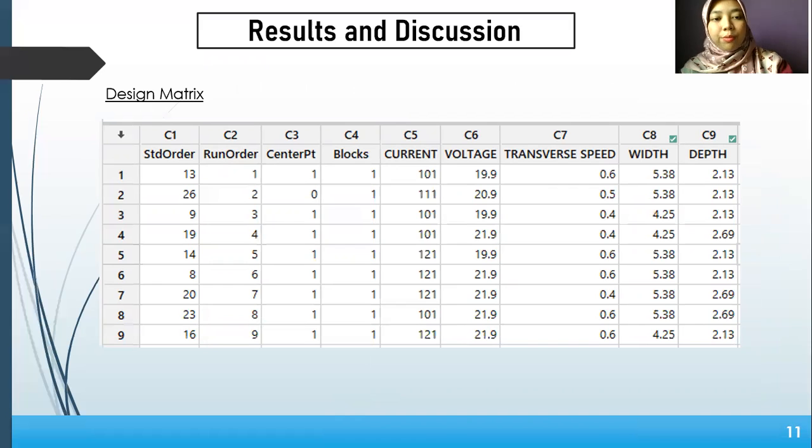Full factorial method for gas metal arc welding analysis will be part of this project. The experiment design used for full factorial optimization was a combination of 9 sets of experiments. Arc current, arc voltage, and transfer speed have been chosen as input parameters, and width and depth of penetration are selected as output parameters.